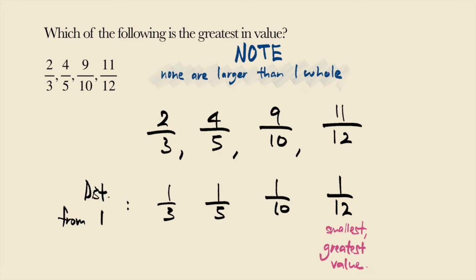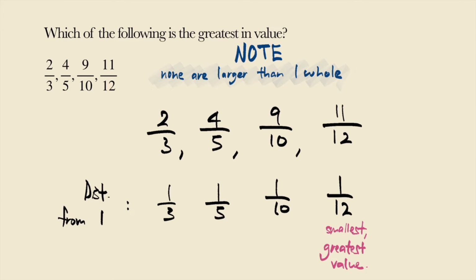Which is the largest fraction? It's kind of like asking who ran the greatest distance. Whoever is closest to the finishing line, the one that has the smallest difference to the finishing line, ran the greatest distance. So think of 1 whole as the finishing line. Which one has the smallest difference to the finishing line? It's this one. Look, 1/12 is the smallest difference here. Therefore, which one is the greatest in value? That's 11 over 12. This has the smallest difference to the finishing line of 1 whole, making this the largest fraction.